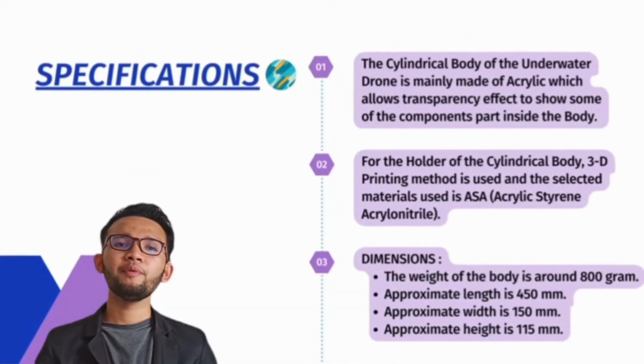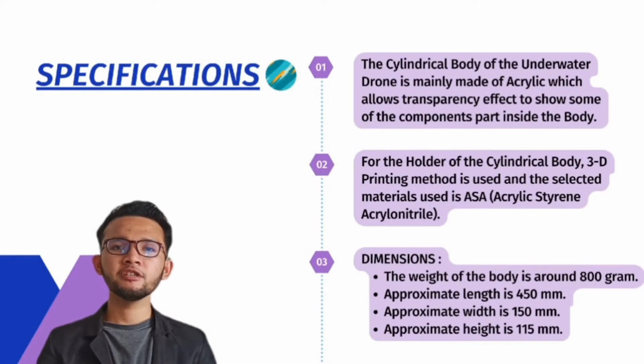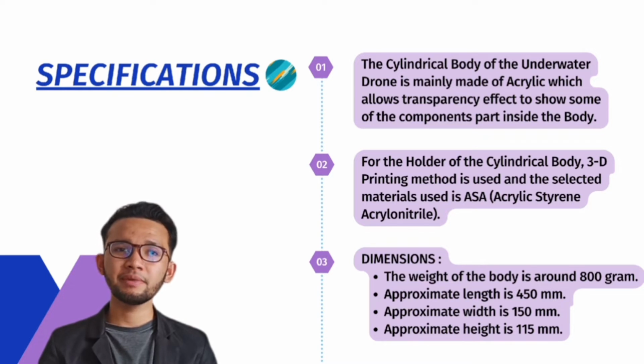In this slide, I will present the specification of the body. The first specification is that the cylindrical body of the underwater drone is mainly made out of acrylic, which allows a transparency effect to show some of the component parts inside the body. The second specification is the holder for the cylindrical body, which is produced using the 3D printing method, and the selected material used is ASA. And the last specification is the dimension of the body. The weight of the body is around 800 grams, the length is 450 mm, the width is 150 mm, and lastly, the height is 115 mm.